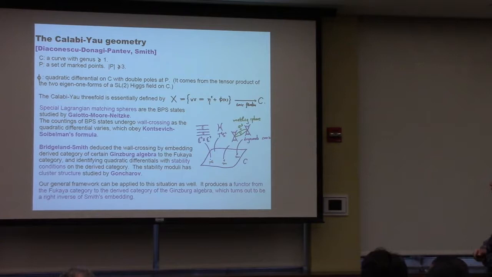So what I want to say is that our theory can be applied to this situation to give a functor. So this is the point that we are interested in, the functor itself. This functor is from the Fukaya category to the derived category of the Ginzburg algebra, which indeed is the right inverse of Smith's and Bridgeland-Smith's. So our theory produces the functor, which is useful to study wall crossing and so on. This is the point I want to mention.